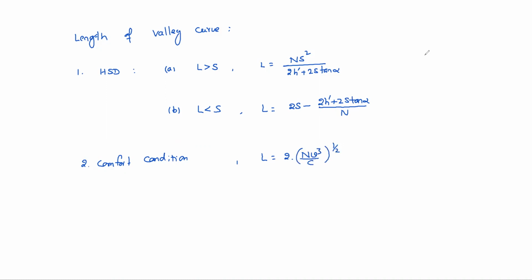Here the default values: h dash equal to 0.75, alpha equal to 1 degree. Here the c value is generally 0.6 meter per second cube. Okay, so these are the things. This is the conclusion on the length of valley curve. So we have seen the derivations, everything.